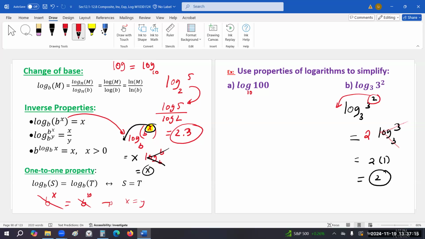In the first one, we have to make the base 10. No, 10 is there, it's invisible. I'm asking, can you write 100 in terms of 10? Since our base is 10, our goal is to write 100 in terms of 10 so that we can cancel the log.